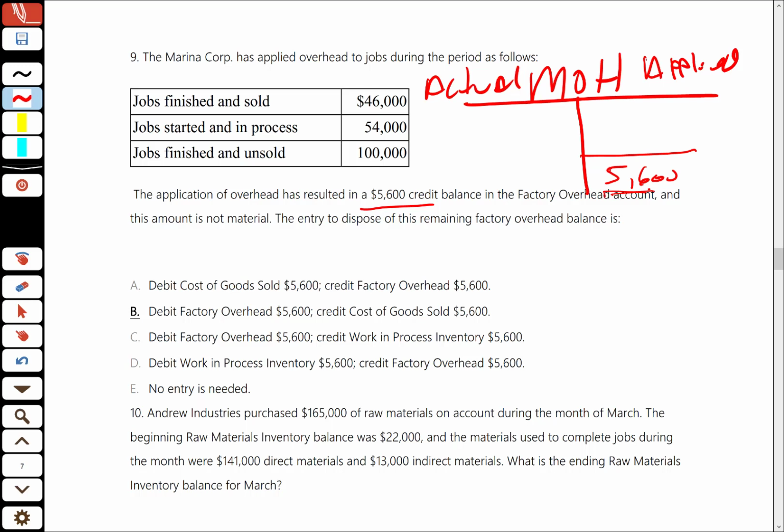I'm over applied. This was a credit balance, meaning maybe there was 0 here and 5,600 here. More realistically, 50,000 over here and 55,600 over there. There's 5,600 too much, right? Credit balance, so I'm over applied. If I'm over applied, you want to debit this 5,600. That closes it out to 0, doesn't it? And you want to credit the cost of goods sold, because they're telling us it's immaterial, to take that cost out of cost of goods sold.